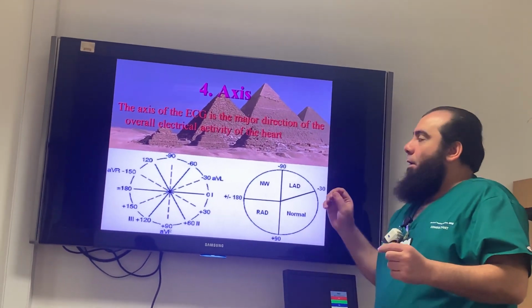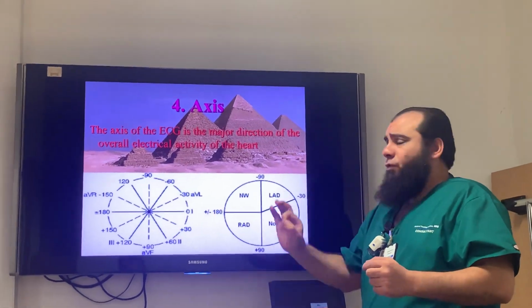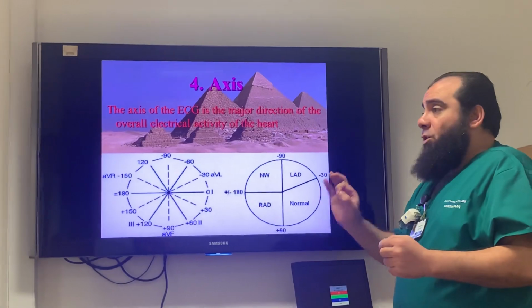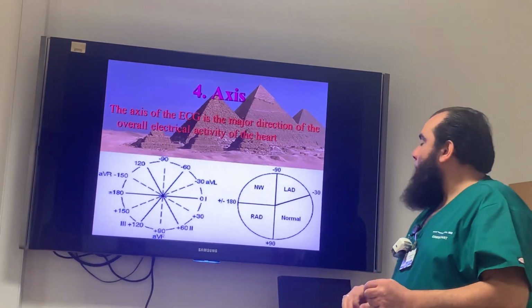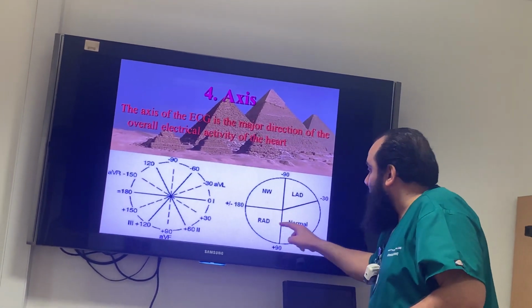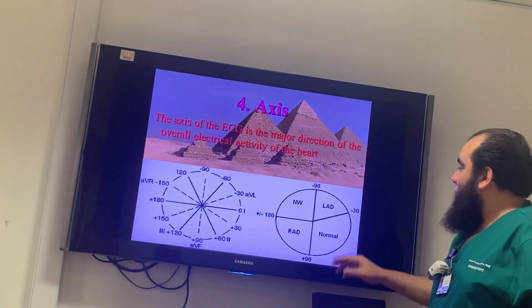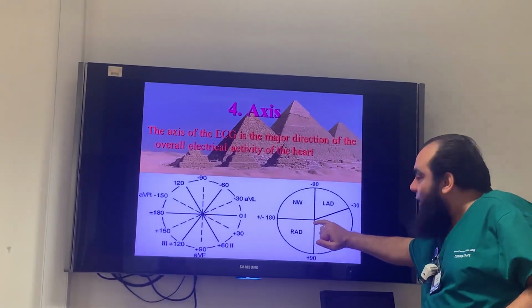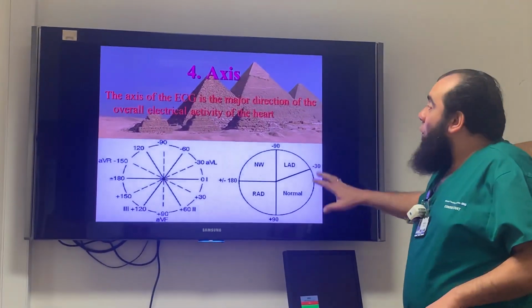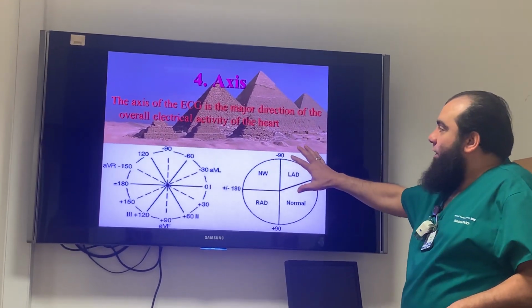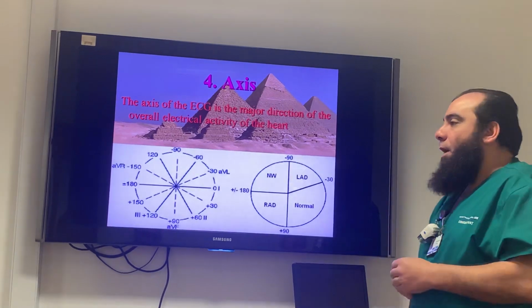To be honest with you, there is a way that you can calculate the axis in degrees. It's out of the scope of the session today, but I need you to know normal axis, right axis, left axis, or indeterminate axis. The heart lies here, especially the left ventricle goes that way. I'm standing here, so it's the left side of the patient. Normally the left ventricle falls here, and the other heart parts fall that side. If the major direction of the overall electrical activity of the heart goes to that side, it's a normal axis, which me and you and everyone here has.